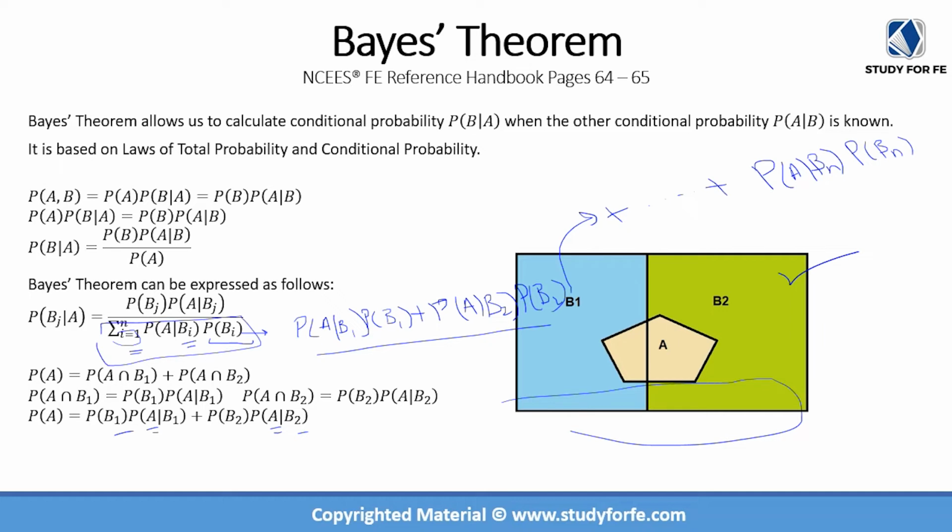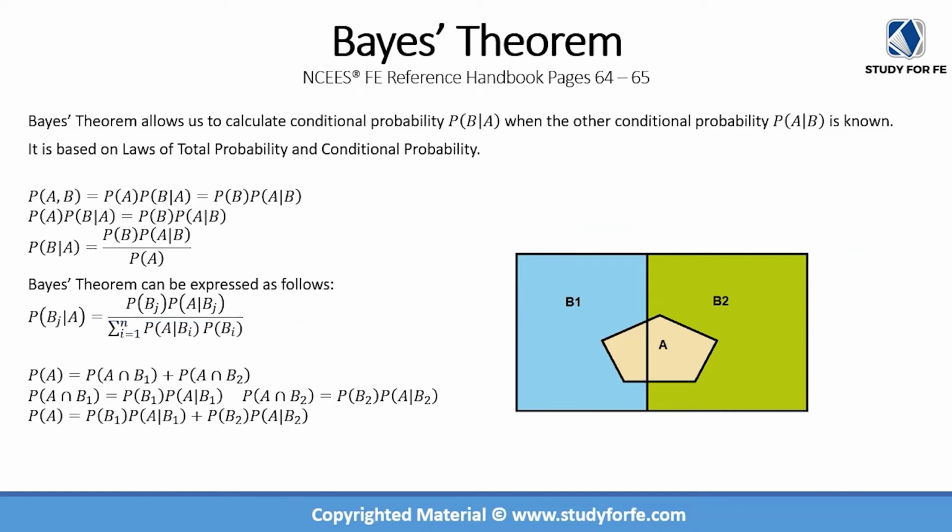So this is how the NCEES FE Reference Handbook presents Bayes theorem. The simpler form of Bayes theorem, if you are dealing with just the probability of A and the probability of B, is just this equation here. So for your probability of A, we started from here. I explained, using the law of total probability and conditional probability, that it is equal to this summation that appears in the denominator.